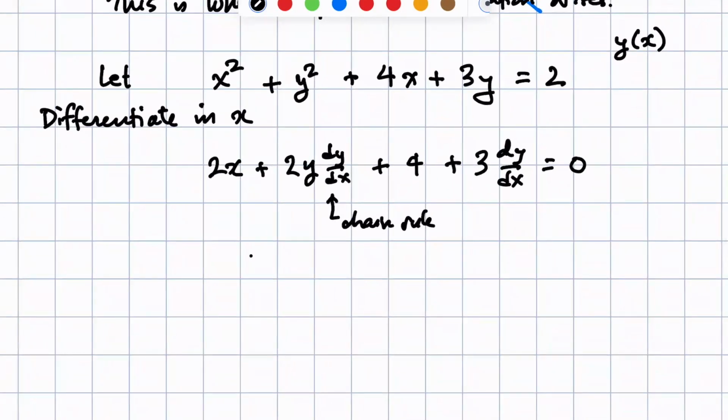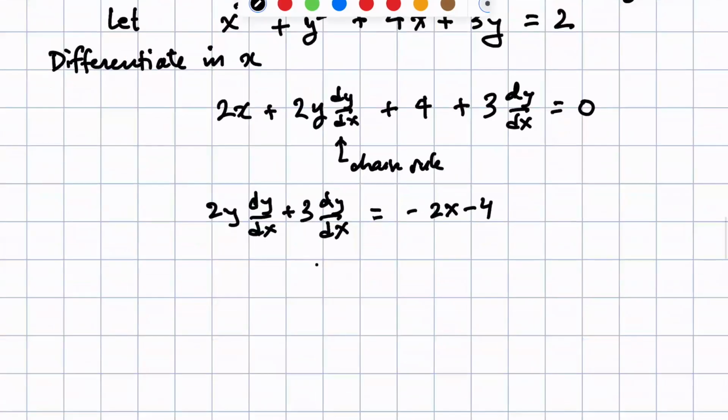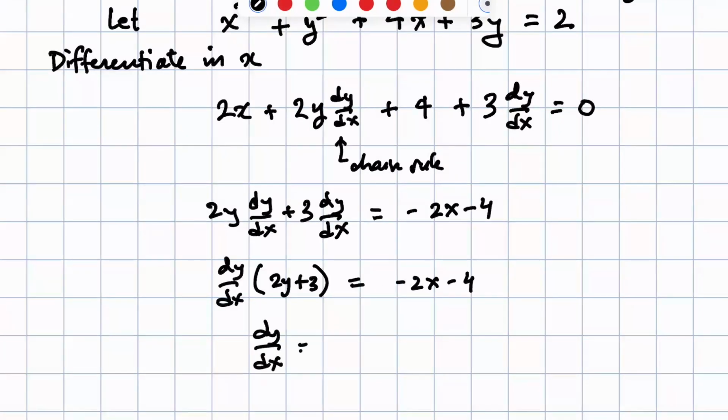So what you want to do is group together the dy dx's into one side. So let's keep these two pieces on the left, and we move the other pieces to the right. And then I factor out a dy dx, 2y plus 3 is equal to minus 2x minus 4. And so dy dx is equal to minus 2x minus 4 over 2y plus 3.